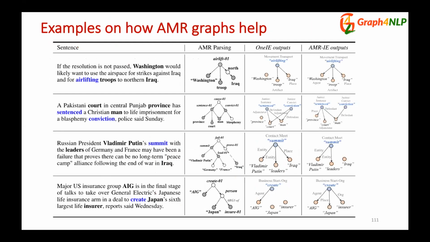The biggest advantage is that we are able to capture wide context. For example, here, airlifting is the trigger word and Washington is the argument. They are far away in the input sentence, but they're only one hop away in the AMR parsing output, so that we can identify Washington as the argument. In the original sequence graph model, we fail to identify this argument.